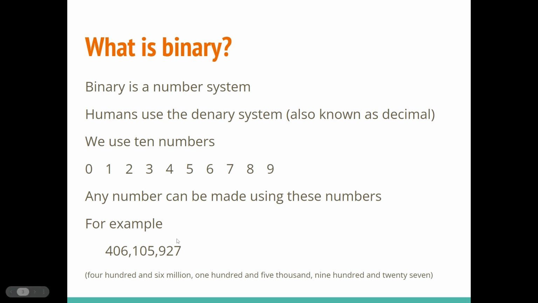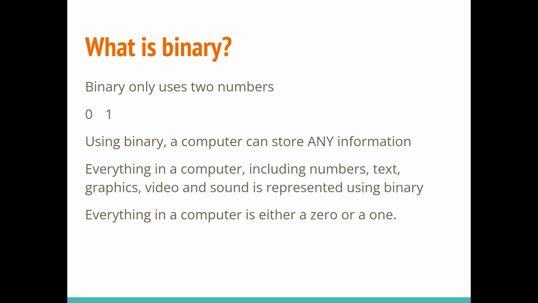For example, this big number here, 406,105,927, only uses the numbers that are listed here. In fact, it doesn't even use the 3. Oh, and it doesn't use the 8 either. But you can see that we can take these numbers and use them in any combination to make any other number. However, binary only uses 2 numbers.